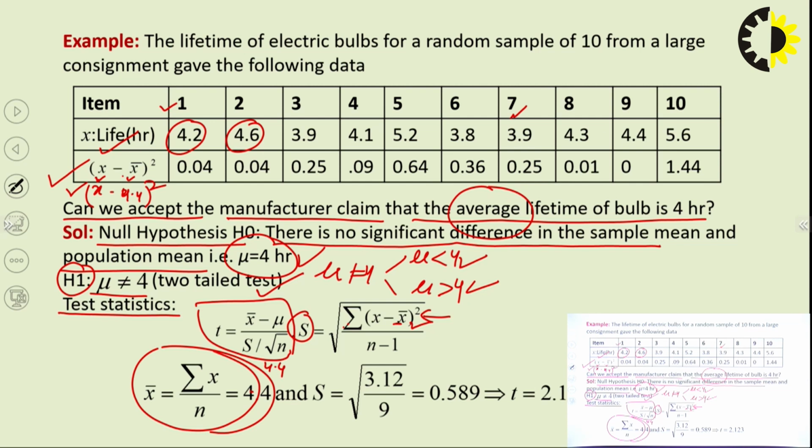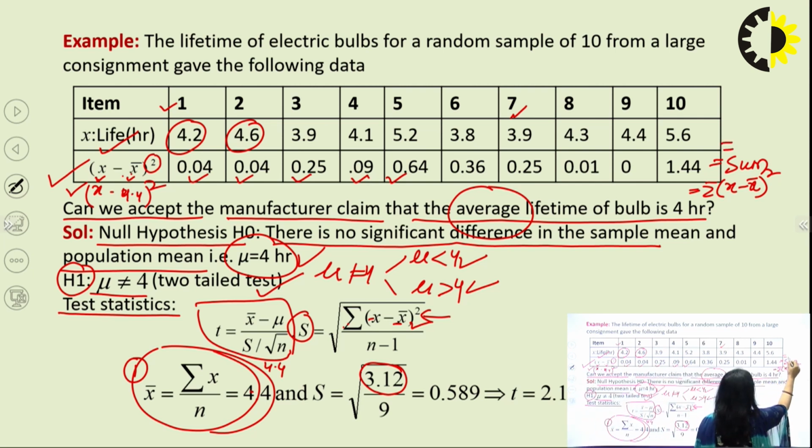You can understand it was already given in the table, and if it is not given, then you have to calculate it. To find this value, first of all we have to find the mean, which is equal to 4.4. Then find the deviation of each item from the mean, then take its square, and we have all these values. Now find its sum, which is the sum of (x minus x bar) raised to the power 2. This sum is coming out as 3.12.